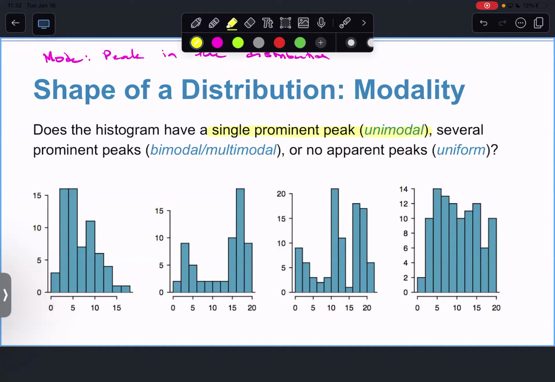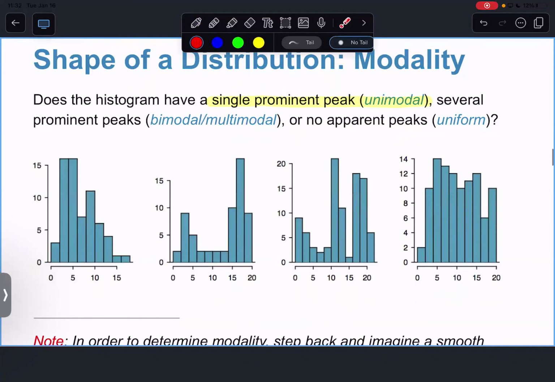You might find that there are several prominent peaks. If there are two, we specify that it's bimodal. If it's more than two, we say multimodal. And then on the flip side, if there are no peaks, then you say it's uniform. Okay. And of course, we've got an example of each.